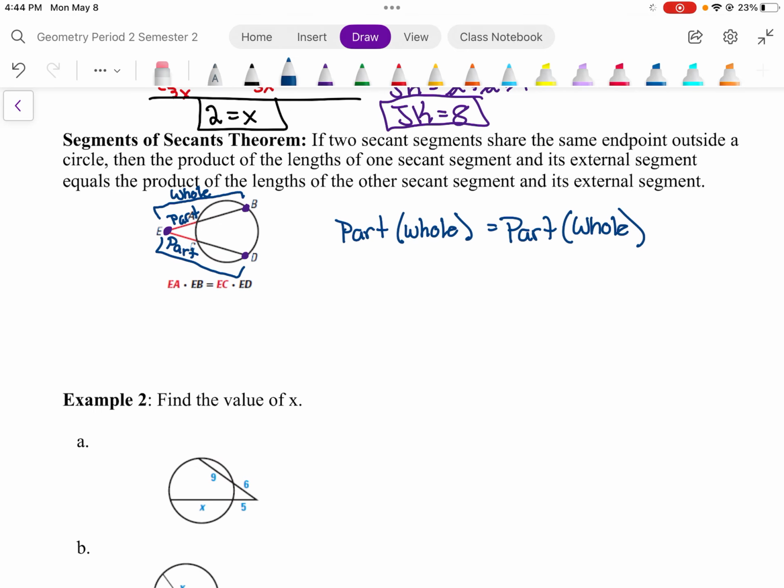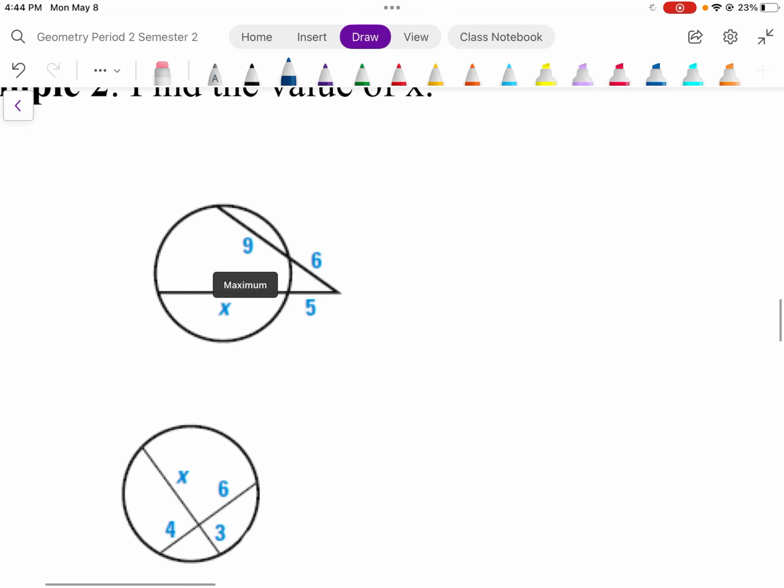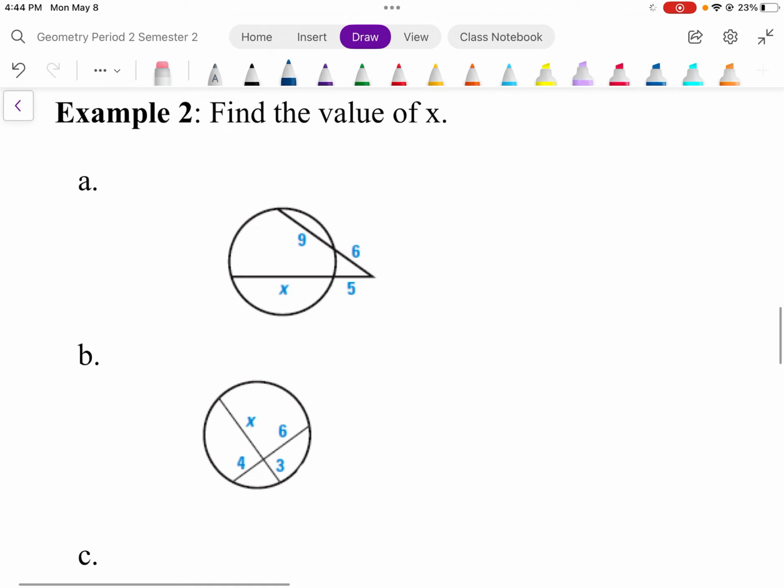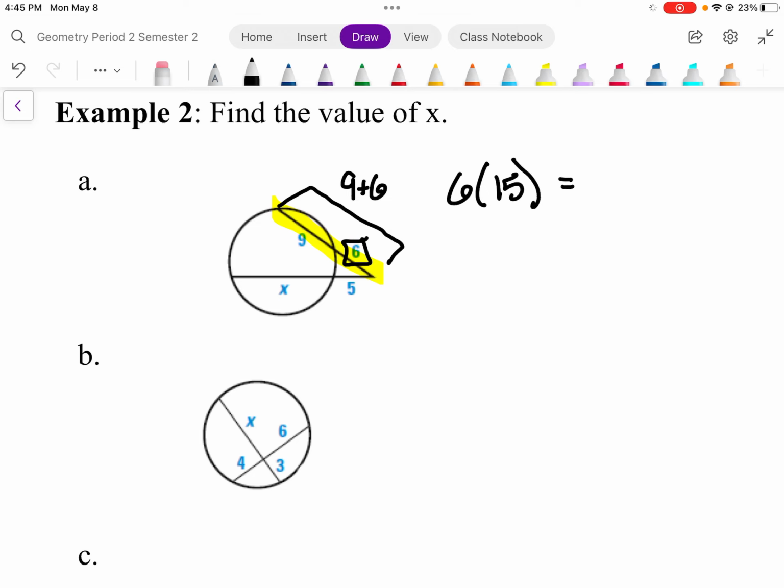So if we use an example for number 2, if we look at the secant that's on the top, the part that's on the outside is 6, and then the whole thing, you have to make sure you are adding. So we have to take 9 plus 6, and that would be 15. And then that is going to be equal to the part on the outside on our second secant multiplied by the whole thing. And again, you have to do the adding, otherwise your answer is going to be wrong.